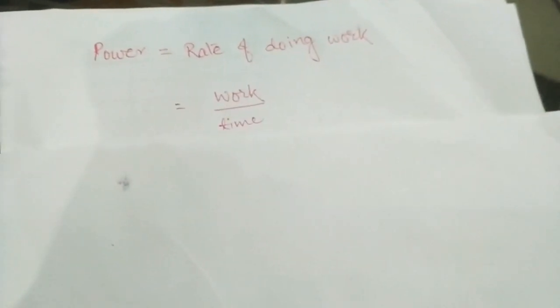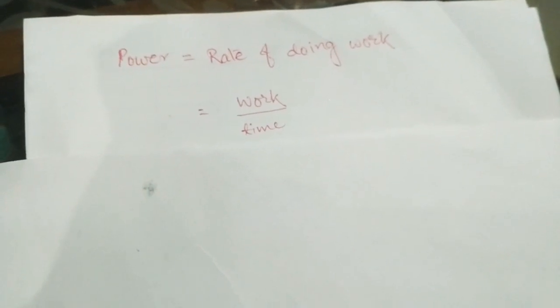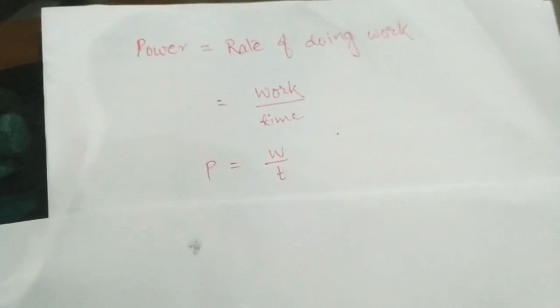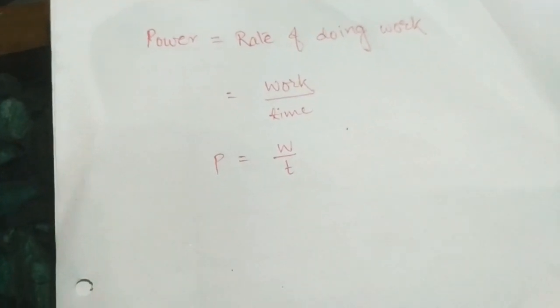So this leads to the new topic. If you are comparing the work done with time, means you are calculating power. This is the definition of power, that the rate of doing work is called power, or work upon time is also known as power. So power is equal to rate of doing work, or you can also say power is equal to work upon time. According to rate, it is divided by time, or with the symbol power is equal to W upon T.